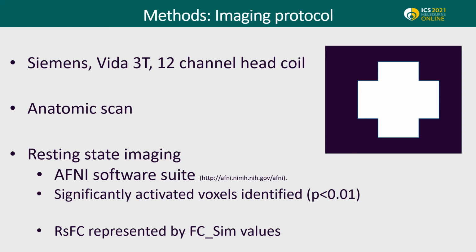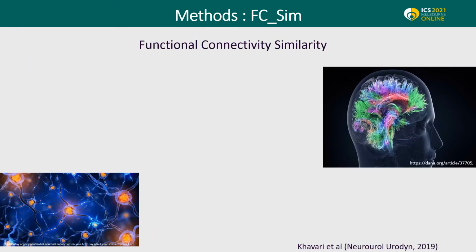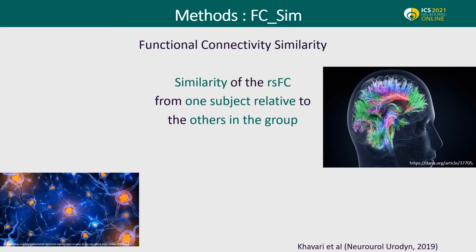From this, significantly activated voxels were identified, and resting state functional connectivity was measured and represented by FC-SIM values. The FC-SIM variable stands for Functional Connectivity Similarity. This variable describes the similarity of the functional connectivity in one subject relative to the others in the group.